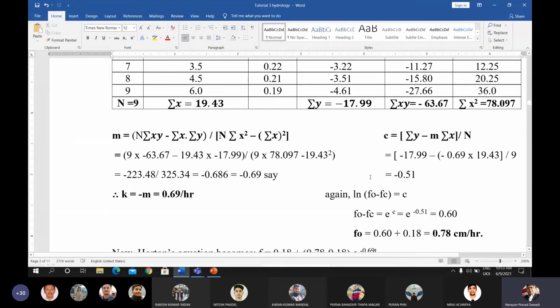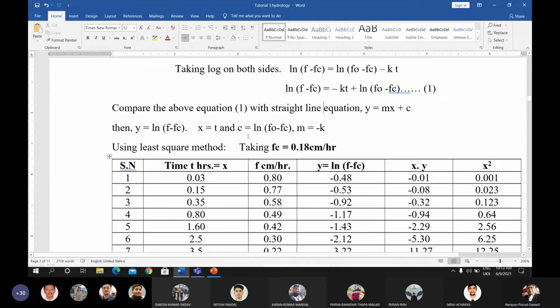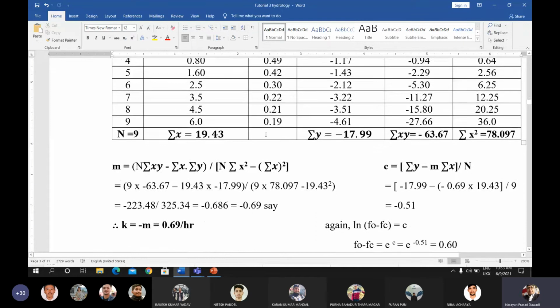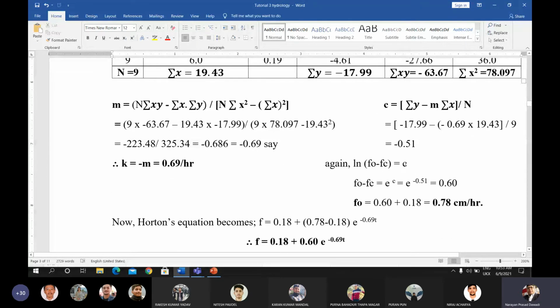Again, you can see that C is ln of f naught minus fc. So ln of f naught minus fc becomes equal to C. So f naught minus fc will be e power C.